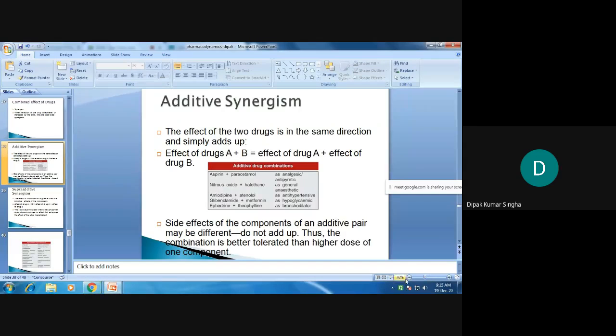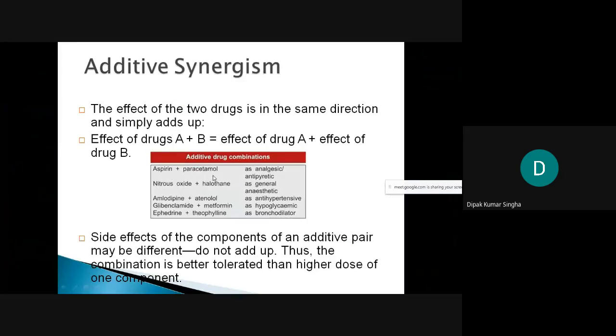Say for example, aspirin plus paracetamol generally acts as an analgesic and antipyretic. Nitrous oxide and halothane is a general anesthetic. It is an example from Tripathi. Amlodipine and atenolol have an anti-hypertensive effect. Glipizide and metformin are both used as anti-diabetic drugs, with a hypoglycemic effect. But their two effects are the same.